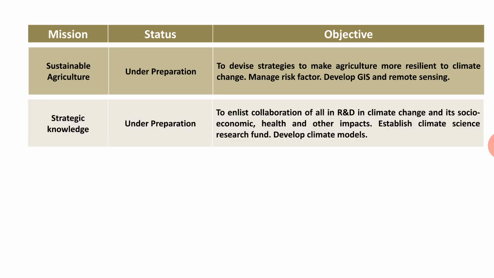So then a strategic knowledge mission to enlist the collaboration of all R&D, climate change, society, economic, health and other impacts. Establish a climate science and research fund and develop models. In this case what will happen? The people who are implementing, the government or the state government, have to go hand in hand with R&D to get more information and generate more efficient methodologies. Then, turning awareness into action. So this plan is already there.